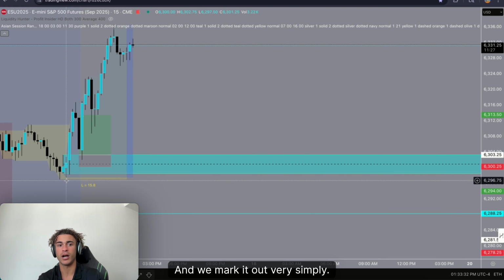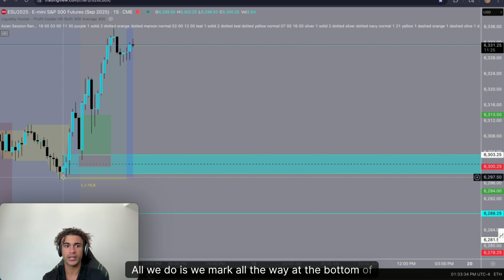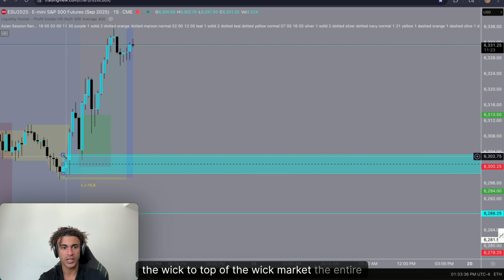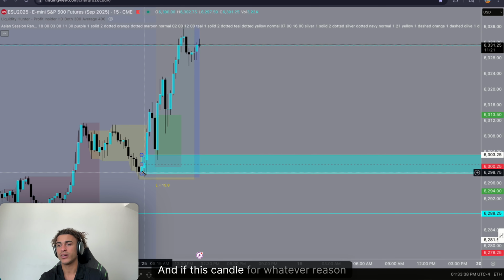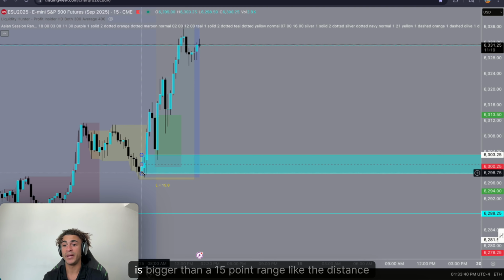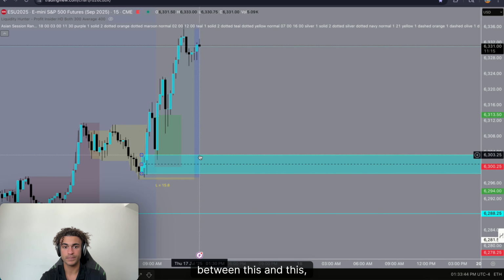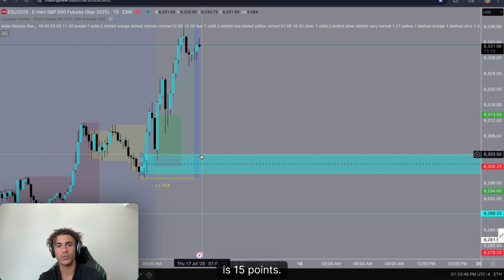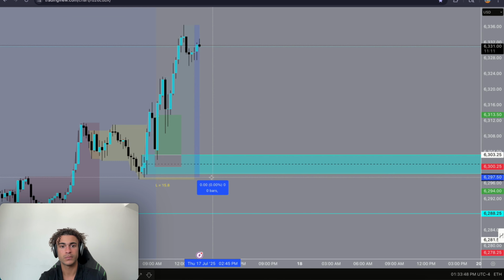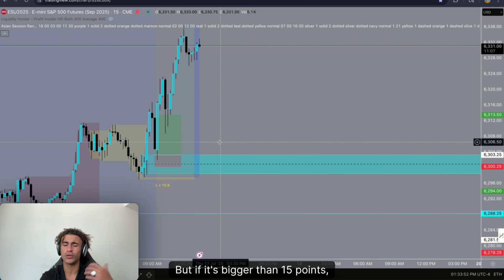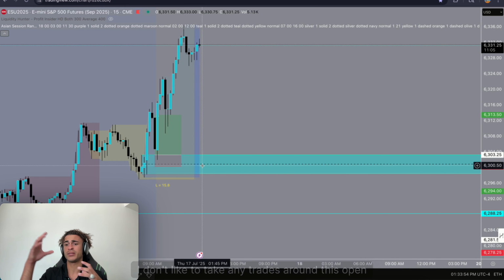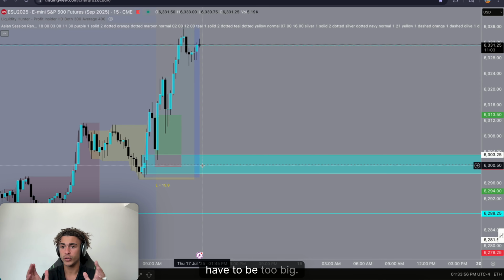And we mark it out very simply. All we do is mark from the bottom of the wick to the top of the wick, the entire candle. And if this candle, for whatever reason, is bigger than a 15-point range, like the distance between this and this is 15 points. Right now, it's only about 5 points. That's beautiful. But if it's bigger than 15 points, I don't like to take any trades around this open because it means that my stop loss is going to have to be too big.